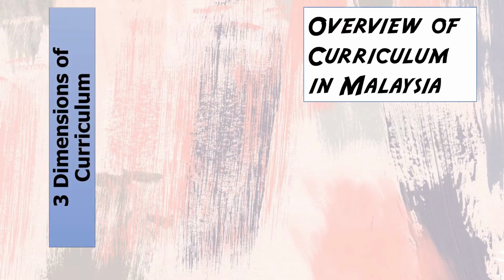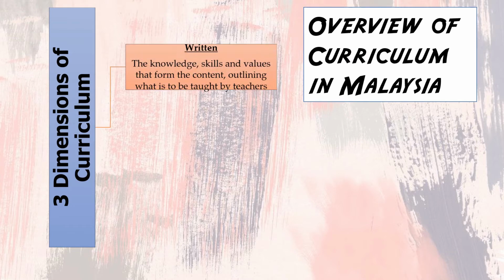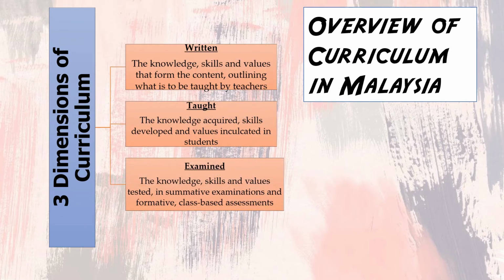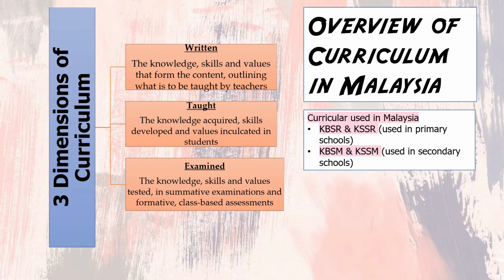Let's move to the overview of curriculum in Malaysia. There are 3 dimensions of curriculum, which includes written, taught, and examined. The curricula used in primary schools are KPSR and KSSR, while KPSM and KSSM is used in secondary schools.